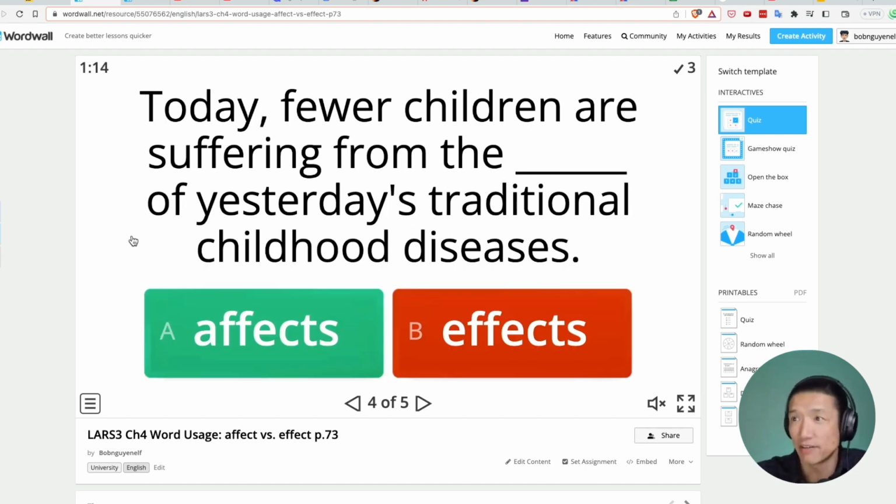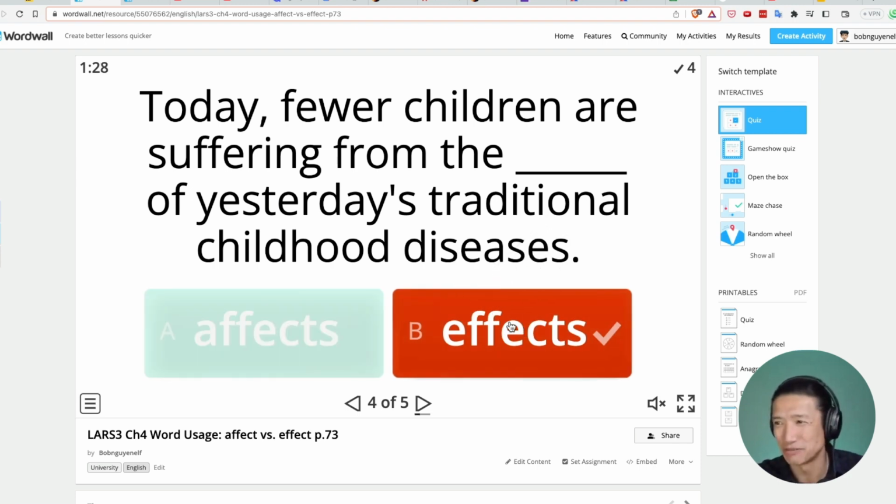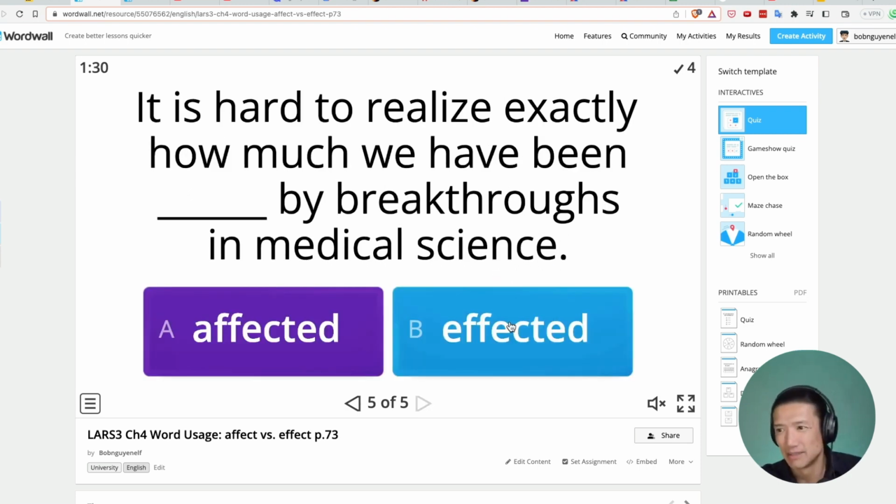Today, fewer children are suffering from the. We need a noun. Yes. Effects of yesterday's traditional childhood diseases. Why don't I call them traditional diseases? Call them old diseases. I don't know.